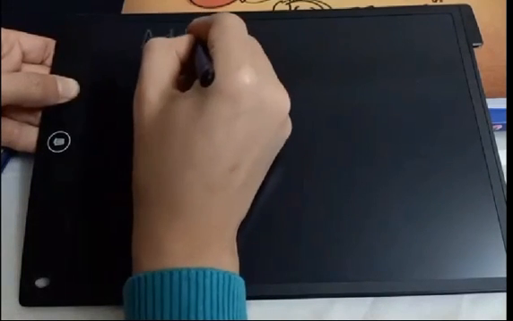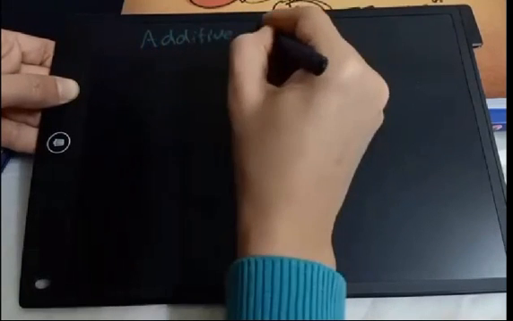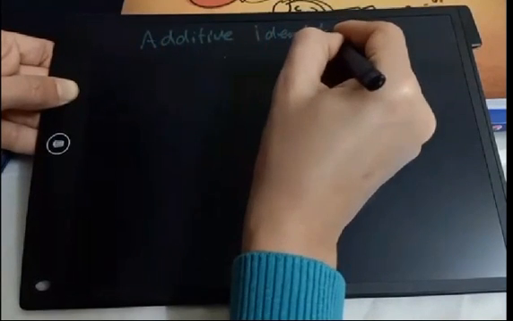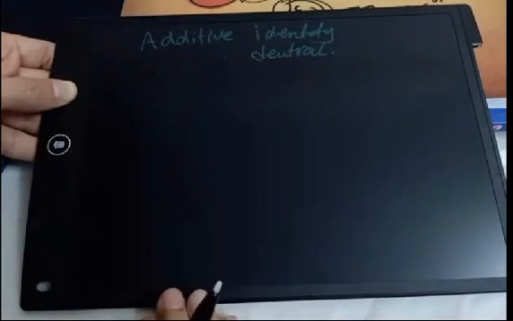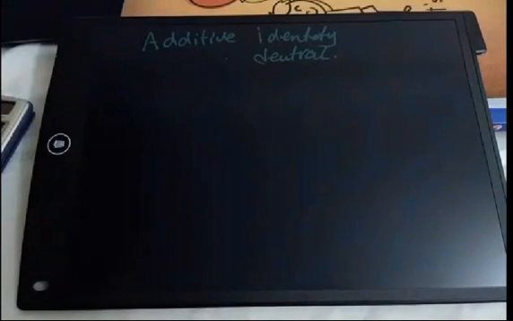Additive identity. Yes, it's the additive identity or additive neutral. We can say it like additive identity or additive neutral. And what is the additive identity? Like if I make 2 plus 0 and 0 plus 2. No, yeah, this is the property, but what is the additive identity?